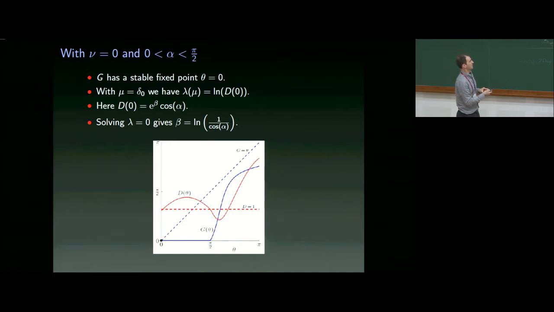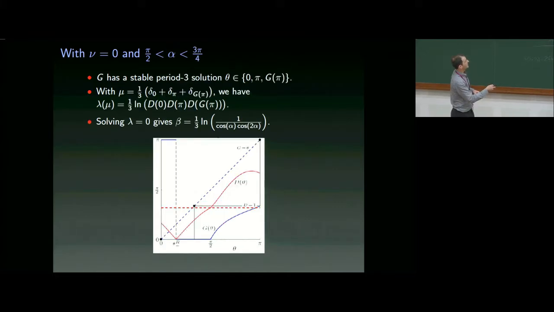Average value of log D just is log D naught. That's easy. And here's what D naught is. And then I can solve to see whether average value of log D equals 0. So that's the critical case. I can solve to find that this critical case gives me this particular function of beta in terms of alpha.